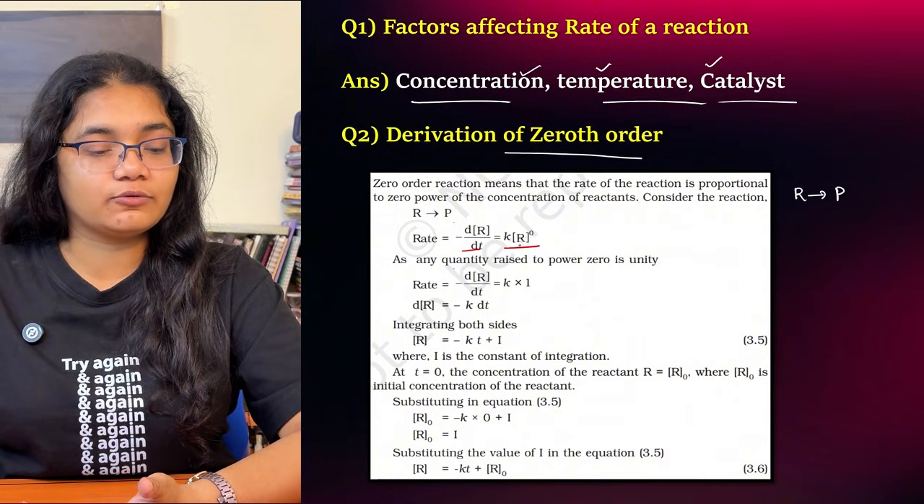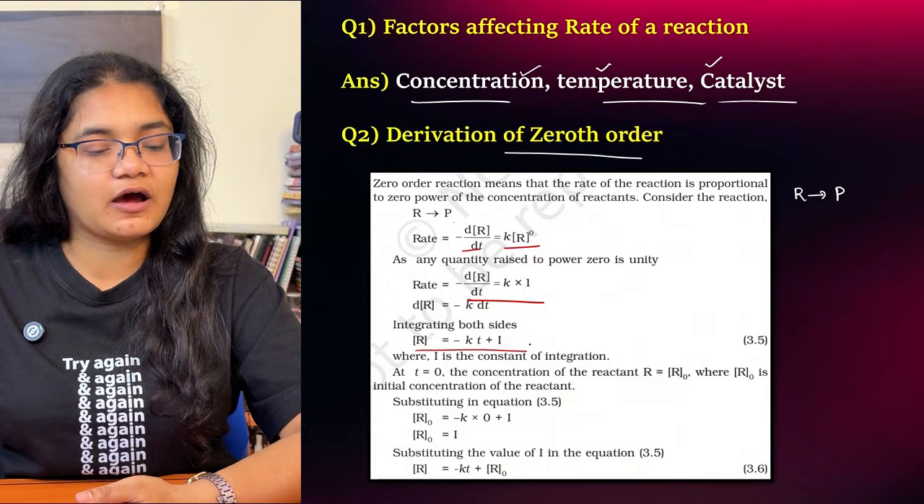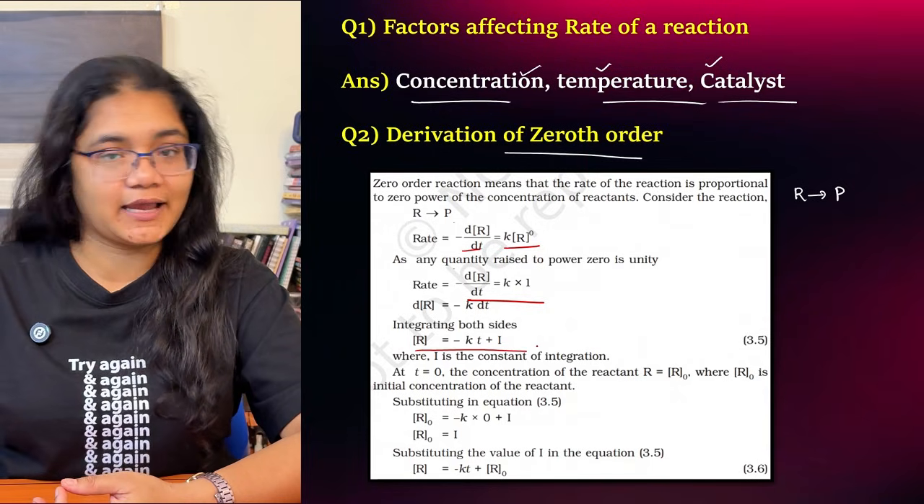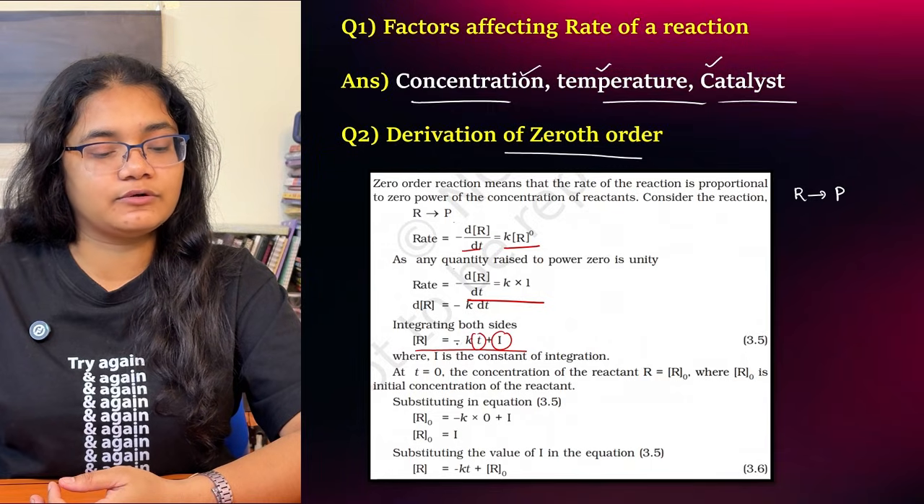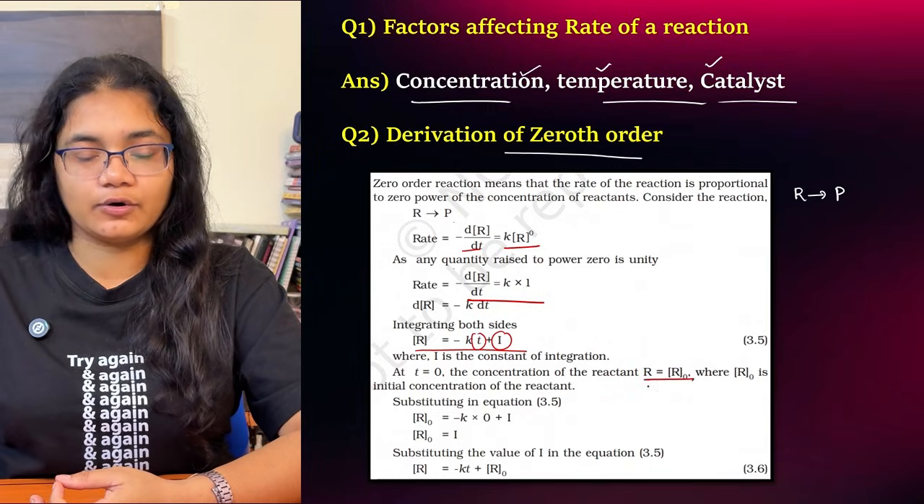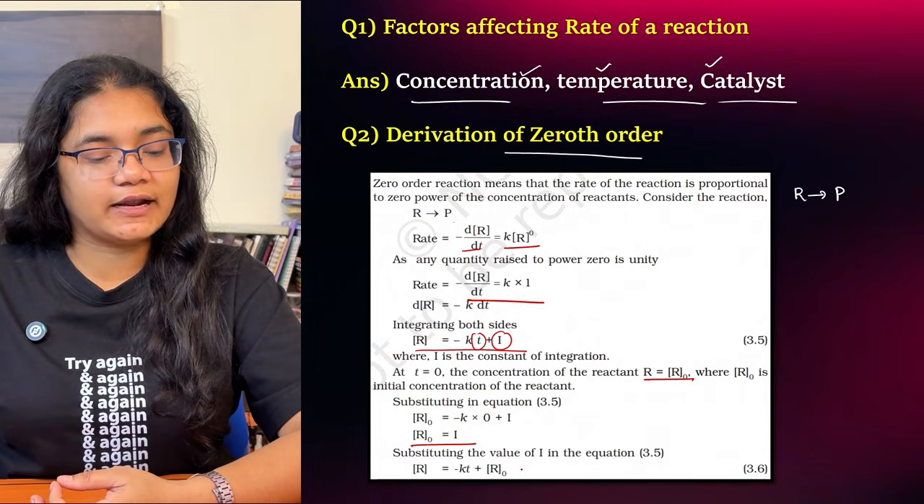Now you can do a cross multiplication, and when you integrate on both sides, you will get R is equal to minus kt plus I. Now to find the value of I, what you have to do? You have to substitute t equal to 0 and R is equal to R0. Now when you substitute this, you get I is equal to R0, and you will get the final equation.